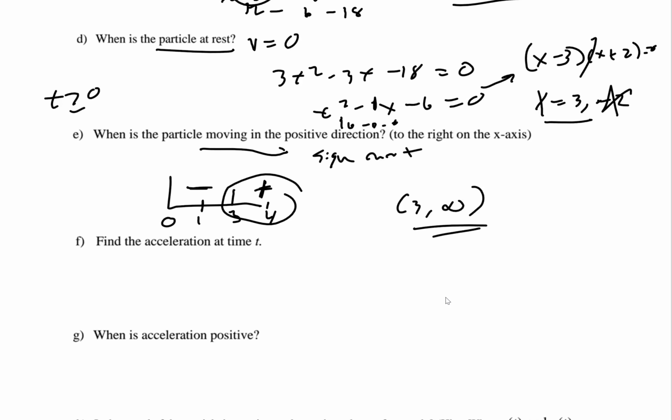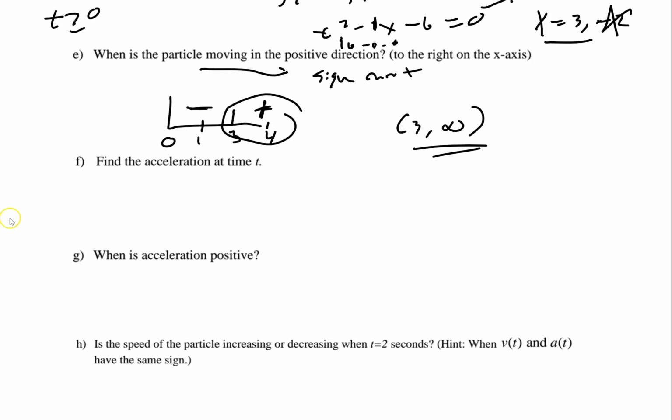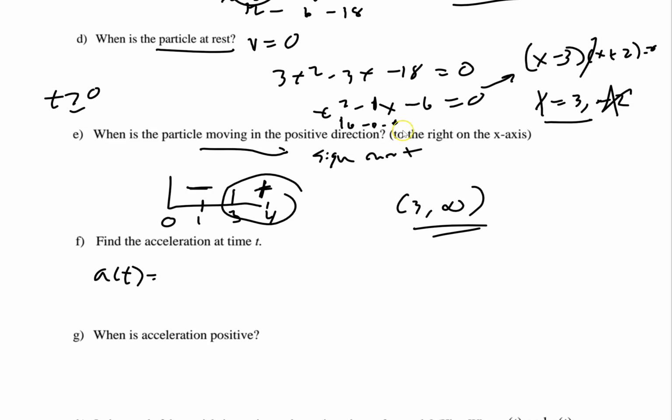Find acceleration at time t. Acceleration is the next derivative. Let's take a derivative of our function up there, 3t squared minus 3t minus 18. That was the first derivative. Now we're on the second one, so take the derivative one more time: 6t minus 3. That's my acceleration across time.